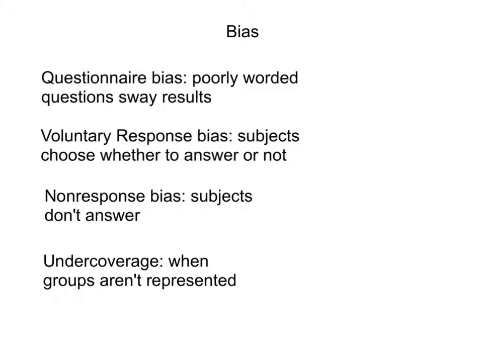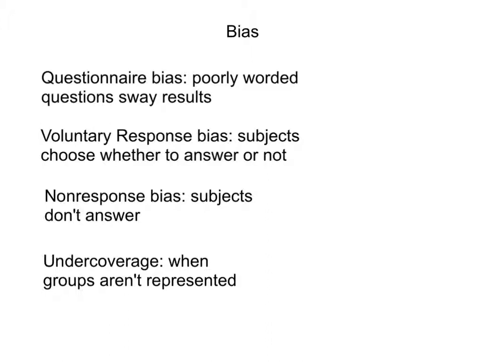Then we have voluntary response bias. This is when subjects themselves choose whether they want to answer a survey or not. For example, when something pops up on your TV and says, call this number now if you believe we should have stricter gun laws, only people that are really passionate about this cause or idea are going to pick up the phone and pay the toll for the phone call.